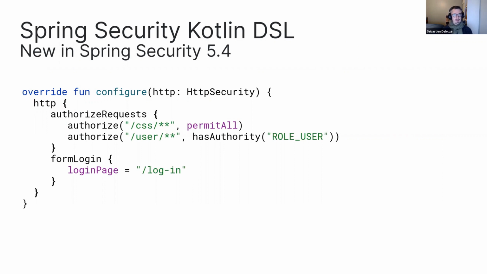We also have a nice Spring Security Kotlin DSL available as of Spring Security 5.4 that allows you to configure Spring Security with a nice Kotlin DSL. That's pretty useful. That improves the readability of the code, and the Spring Security configuration can sometimes be a little bit verbose. So it's nice to have this dedicated DSL directly maintained by the Spring Security team in order to configure your application.